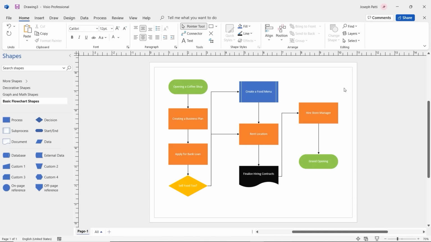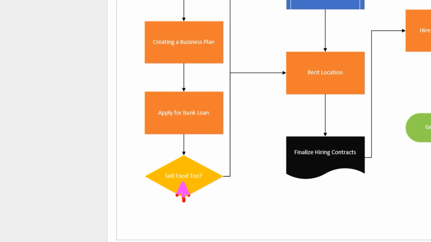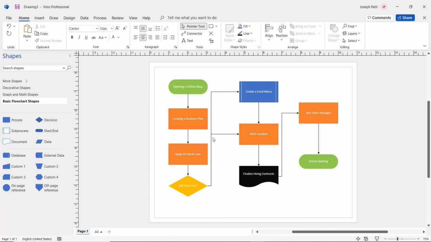And there we go. Now the last thing I may want to do here is add some text, right? Because as you can see right here, we asked the question, are we going to sell food too? And it would be nice to see where this flow is going. Of course, if we say no, then it's going to go right here to rent location. We're going to skip this. But if it is yes, then it's going to go to create food menu, then rent location. So I do want to make sure I make that stand out.